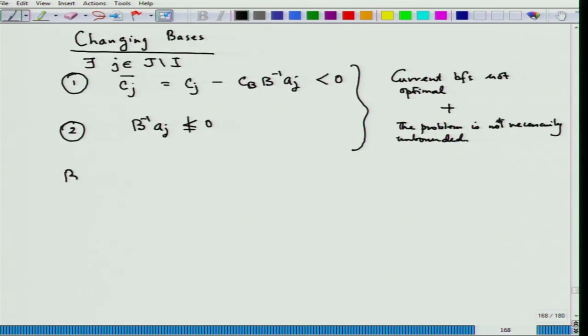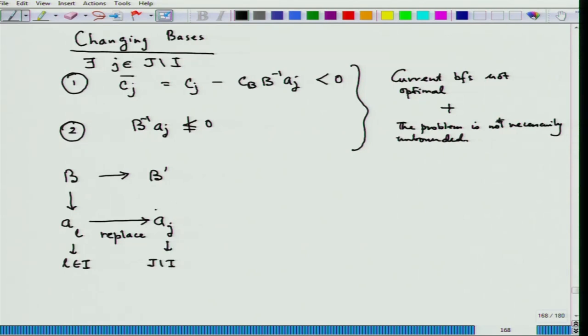So, we go from B to B dash. How do we do it? We take a column AL of B, choose a column AL of this B and replace this column by a column AJ, where J is from J minus I and L is from I. So, this L is of course from I and this J is from J minus I.